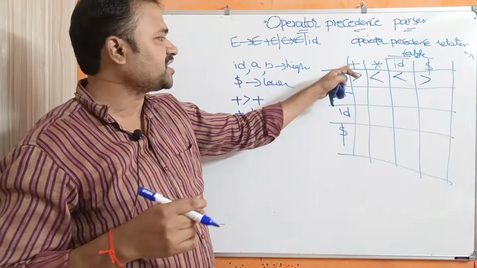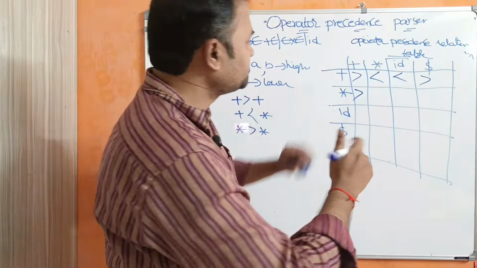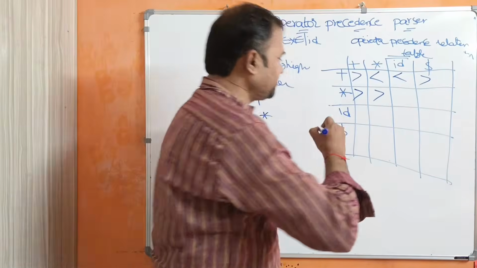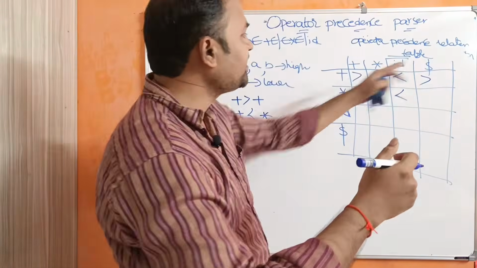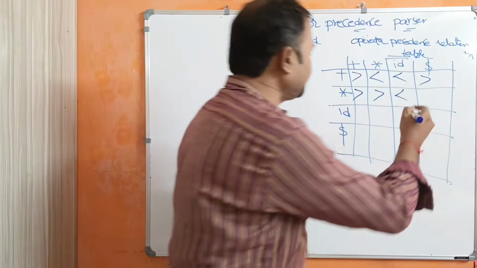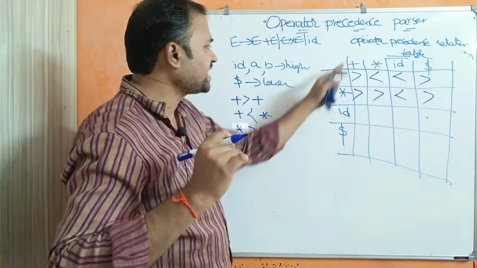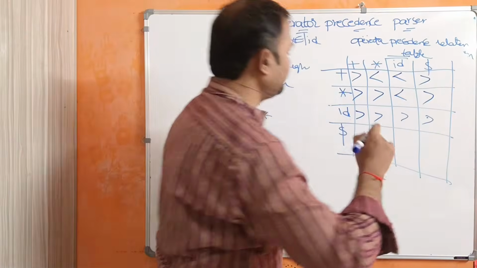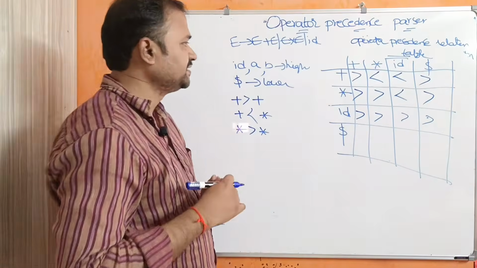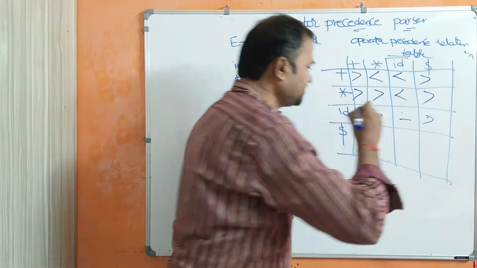Next, star. Star plus means star has higher priority. So greater than. Next, star star means left associative. Next, star ID means ID has higher priority. Star dollar means dollar has least priority. So we have to use greater than. Next, ID plus means ID has more priority than any other operator. So use ID symbol. But ID ID means we can't compare two IDs.